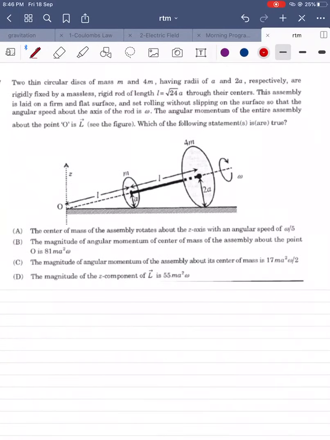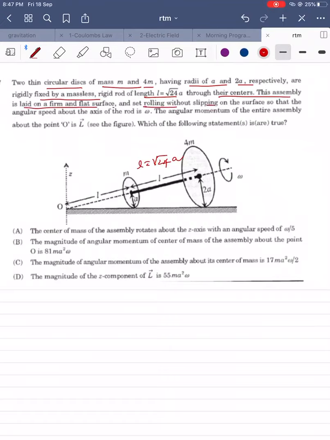Hi students, now let's see a question which is very important in rotational motion. Two thin circular discs, thin means their width is negligible, with masses m and 4m and radii a and 2a respectively, are rigidly fixed by a massless rod of length L, given as root 24a, through their centers. The assembly is placed on a flat surface.